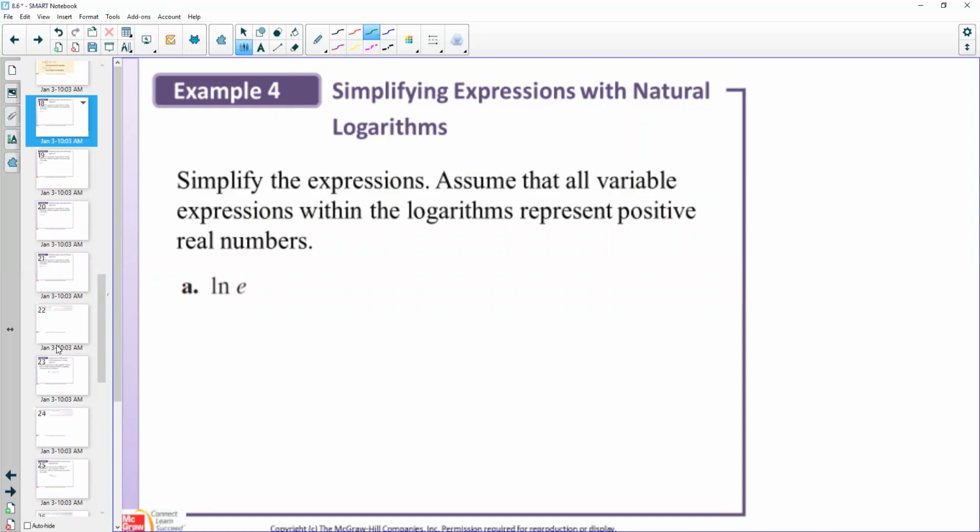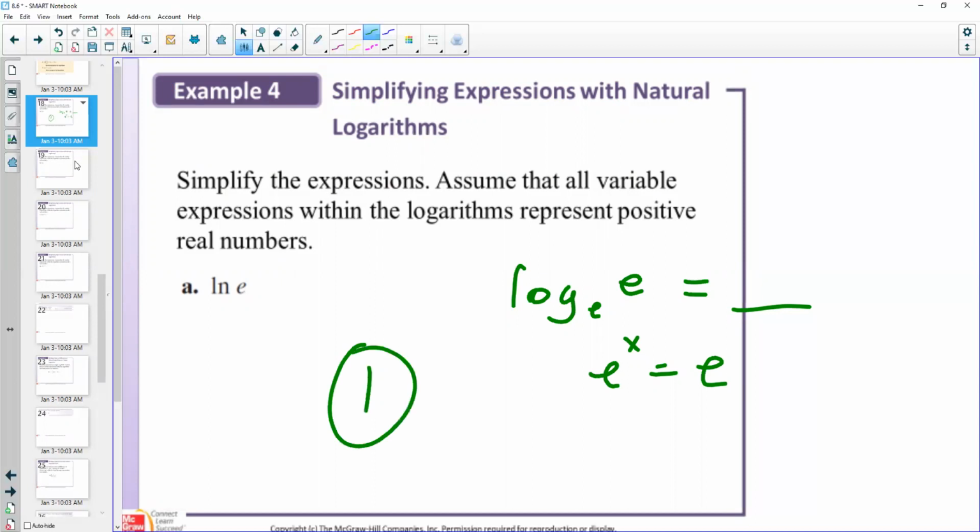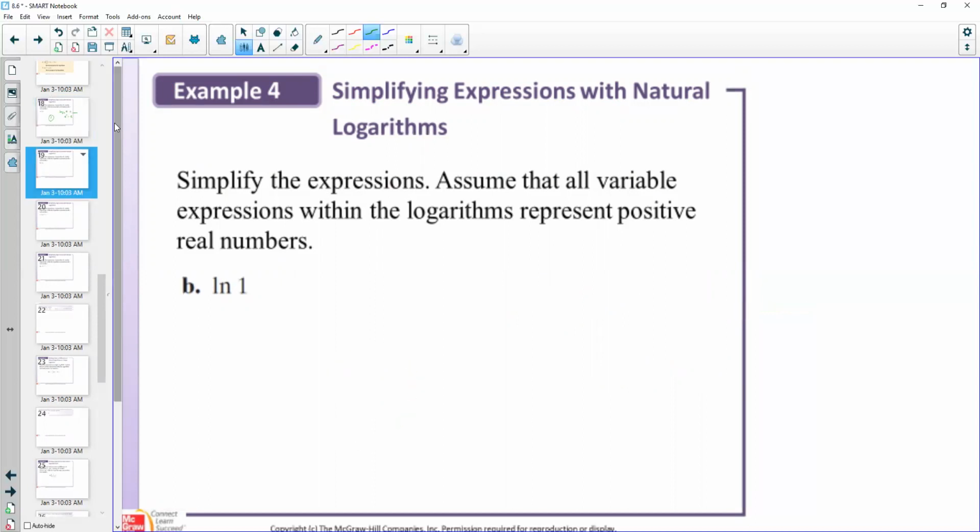The first one is ln of e. Well, we just did that. It's really like writing log base e of e. And I want to know what that equals. Well, e to the something equals e. It's got to be 1. So that has a value of 1. ln of 1 is the same as log base e of 1. So e to the something's got to get me 1. Well, anything to the 0 power is 1, so this has got to be worth 0.